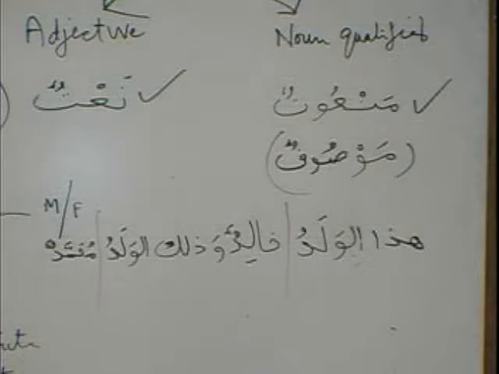Sister Abir, I'm going to ask you a question. Hazar Rajulu. What is Haza here? Ismu Ishara, Mubtada. And what is ar-rajulu? Badal. So where is the khabar now? Mudarrisun. So put a line before Mudarrisun so that you separate it. Are you with me?